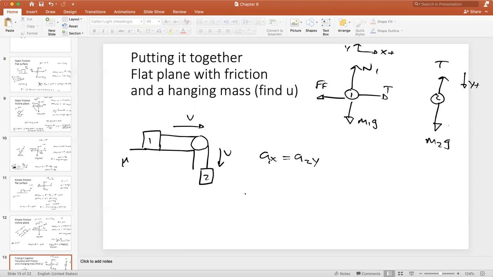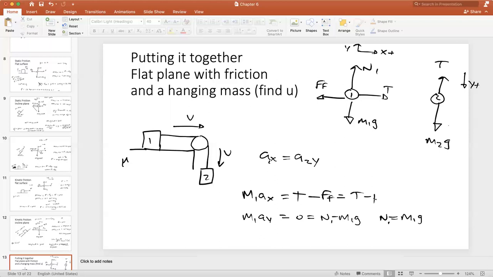So we can write these equations. m1ax, m1ay. This is 0, N minus m1g, which tells you that N is m1g, N1 I should say, although I don't need the 1 because this doesn't have a normal force. And this is T minus force of friction, which is T minus mu N, which is T minus mu m1g, right? m2ay is m2g minus T.